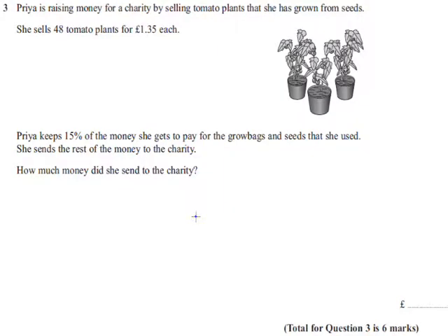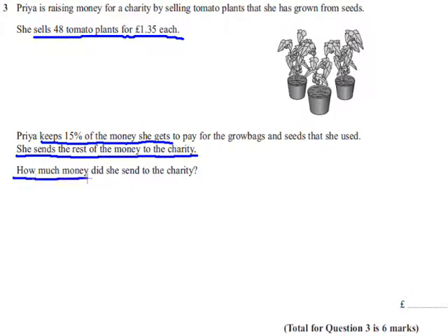Question 3. Priya is raising money for charity. She's selling tomato plants from seeds. She sells 48 tomato plants for £1.35 each. Priya keeps 15% of the money and she sends the rest of the money to charity. How much money did she send to charity, not did she keep?